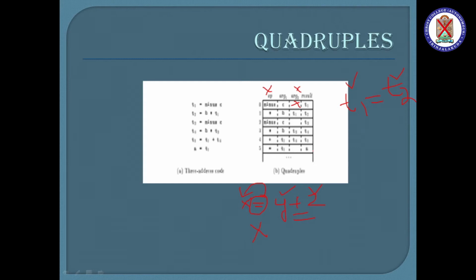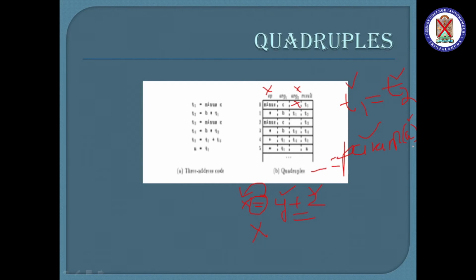The next exceptional case is when we use param, that is parameter passing. This will not have a result, because if we do not return anything, it will not have a result, and also it will not have an argument 2 either. That is another exception. The operator is param, it will have argument 1 but no argument 2 and no result.